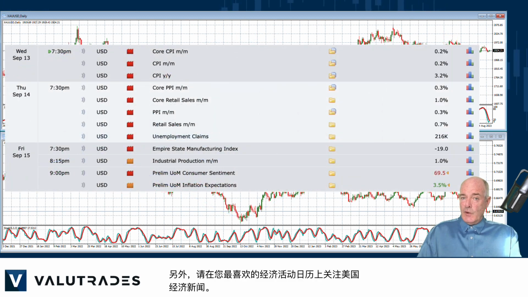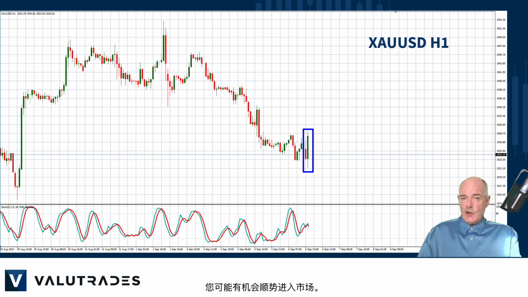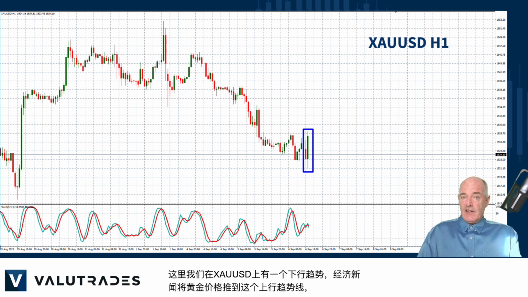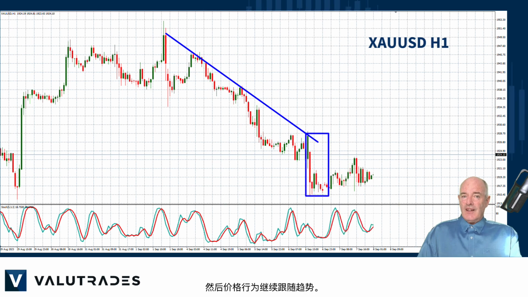Also, please follow US economic news on your favorite economic calendar. If the news drives price action into a technical level against the trend, you may have an opportunity to get into the market with the trend. Here we have a downtrend on XAUUSD. The economic news drove the price of gold up to this upper trend line, and we had a reversal and the technical indicators confirming the reversal. And then price action carried on with the trend.